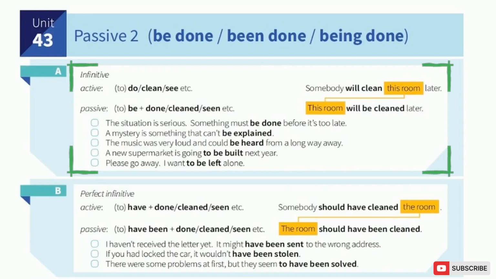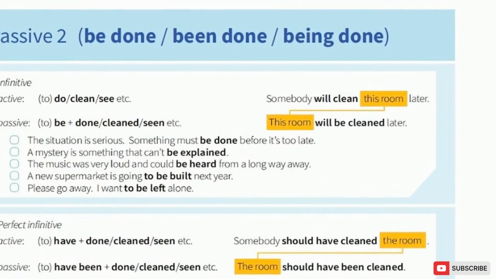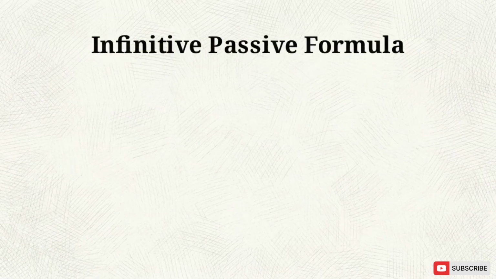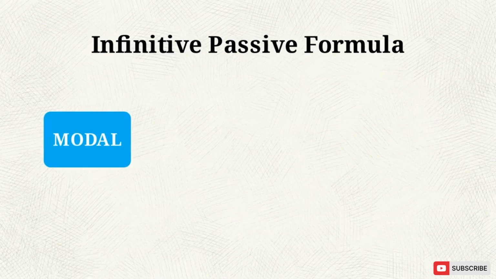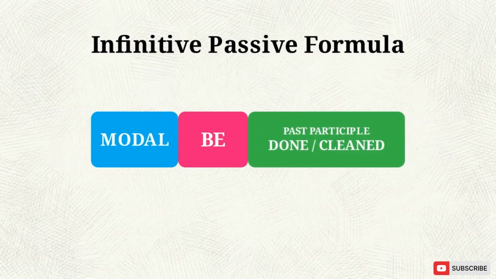Let's apply that logic to modals. Looking at section A of our text, we see what happens when we introduce a word like will, must, or can. The active sentence, somebody will clean this room, becomes this room will be cleaned. This gives us our first complex formula. To build an infinitive passive, you need three specific blocks: your modal verb, the base verb be, and finally your past participle, like done or cleaned.